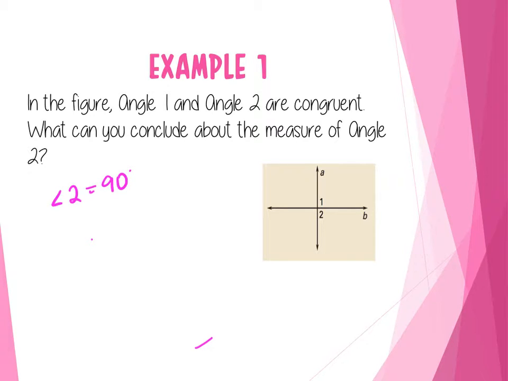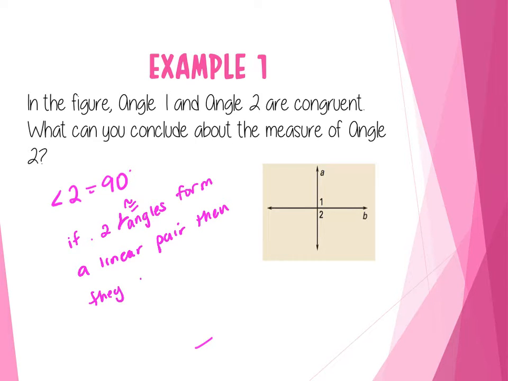Okay, and that is because two angles that form a linear pair, right, are congruent. If that's the case, then the angles are 90 degrees. Make sense? So it would be: if two congruent angles form a linear pair, then they are right angles.